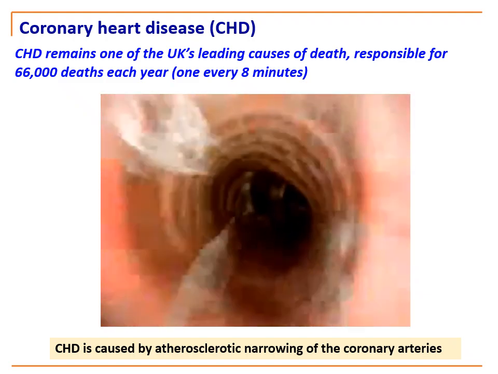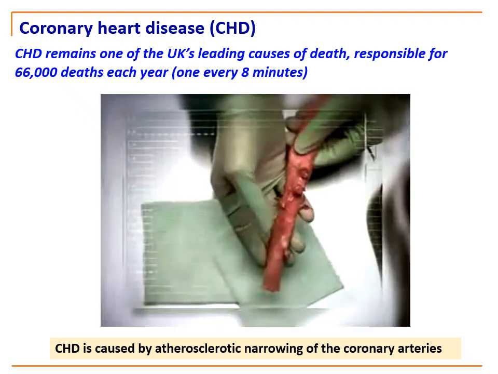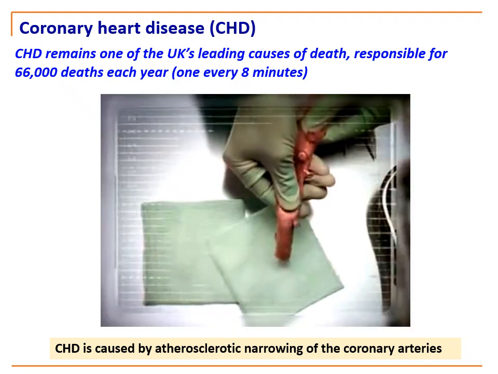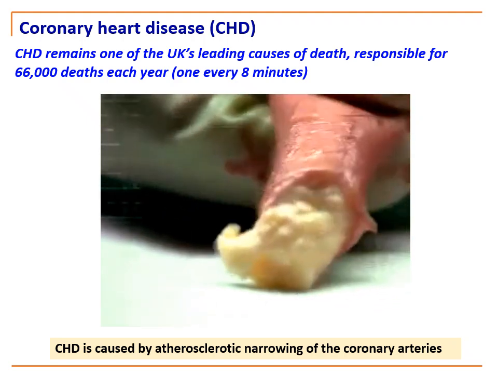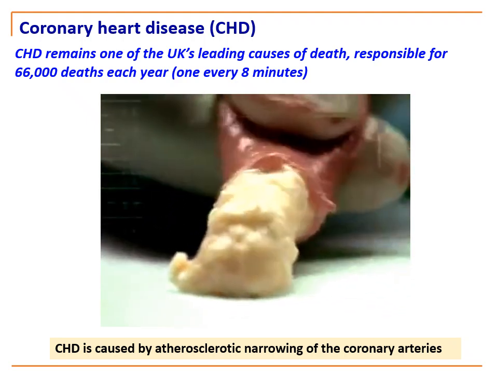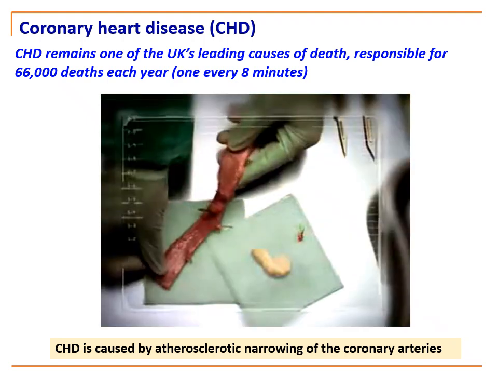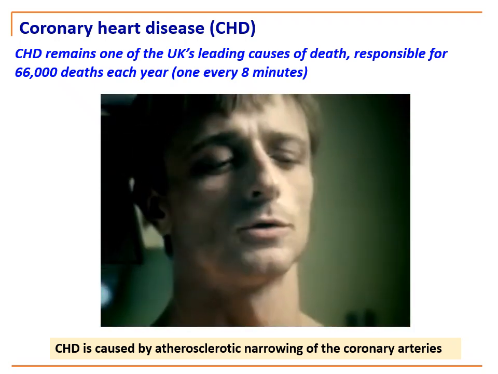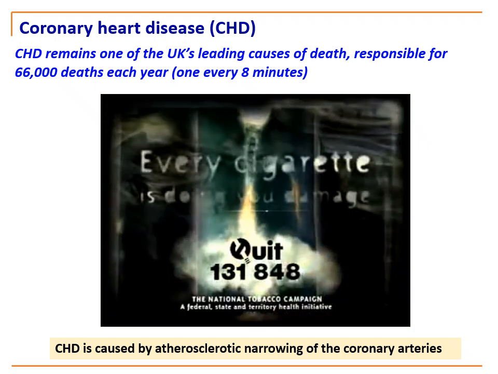Every cigarette is doing you damage. This is part of an aorta, the main artery from the heart. Smoking makes arterioles sticky and collect dangerous fatty deposits. This much was found stuck to the aorta wall of a smoker, age 32. Every cigarette is doing you damage.